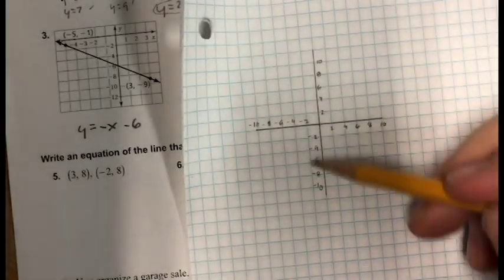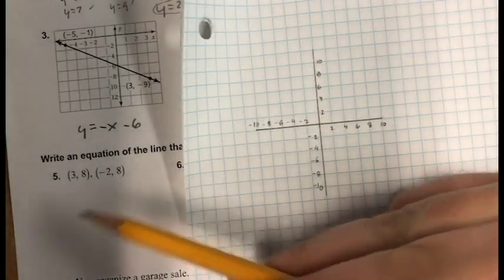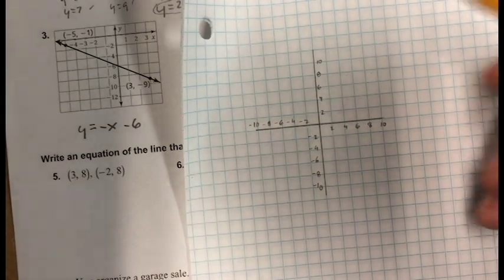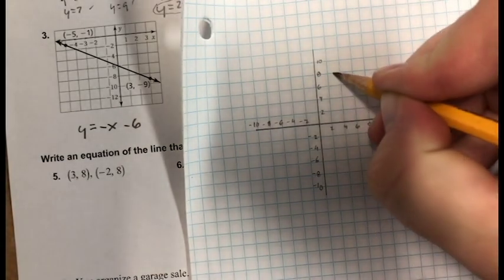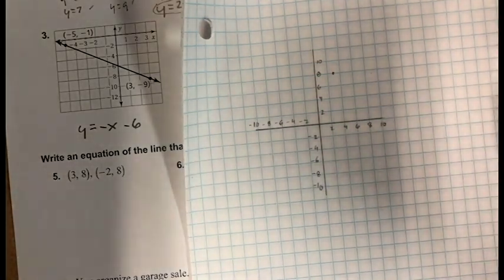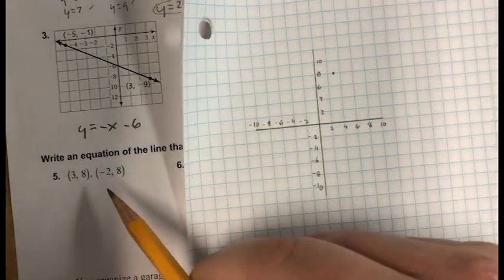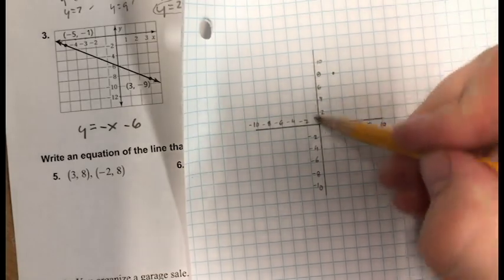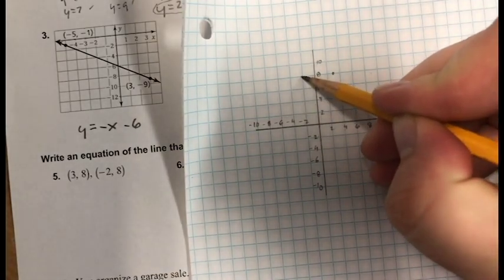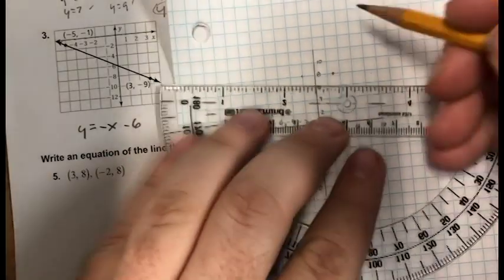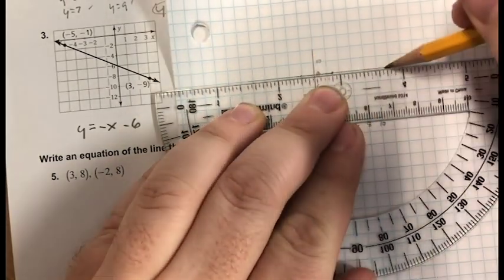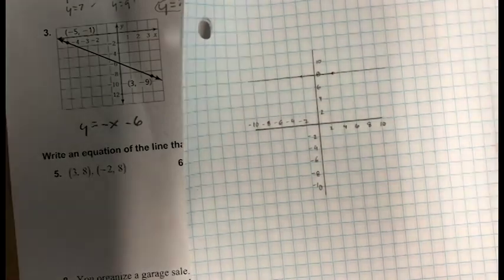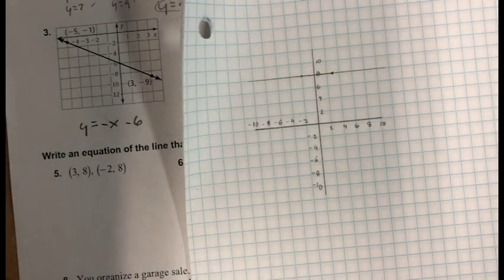All right, now that I've gotten my graph created, I'm just going to simply plot my points. My first one's at 3 and 8, so 3 and 8 would be right about here. There's my first point. And then my next one would be at -2 and 8, so -2 and 8 would be here. And since I know this is a line, I'm simply going to connect the dots. And I've got it. So the first thing that I need to do is find the slope of the line.